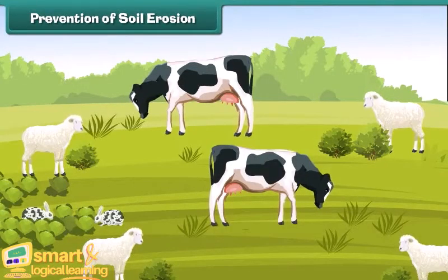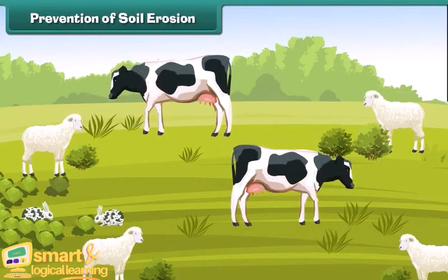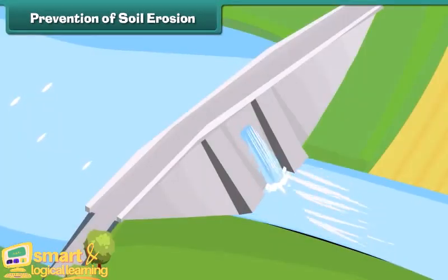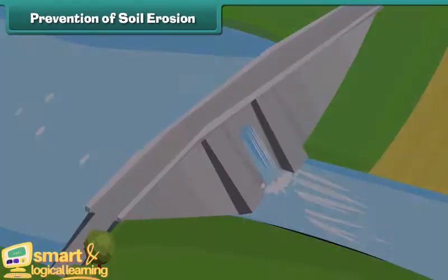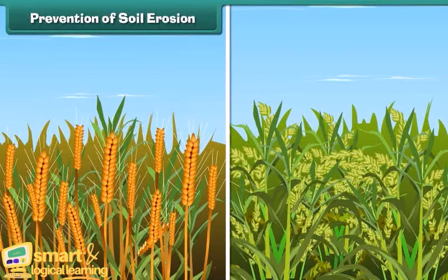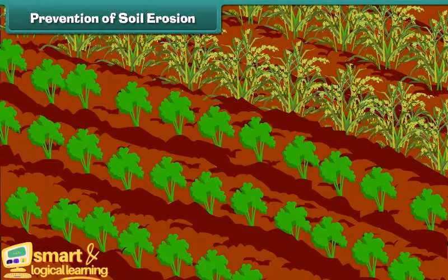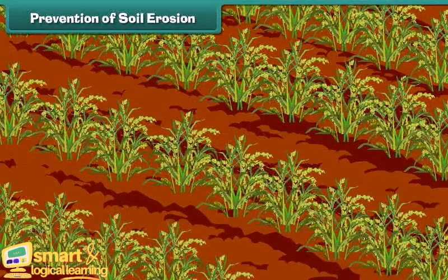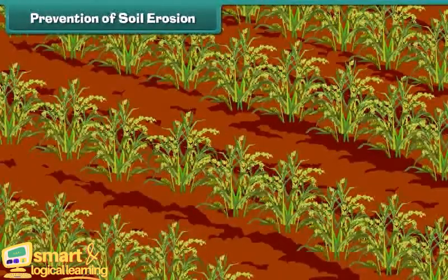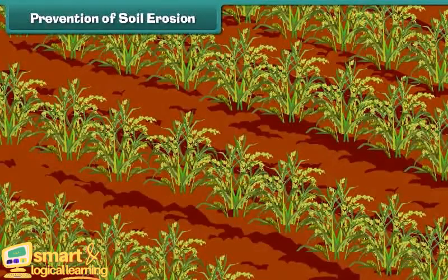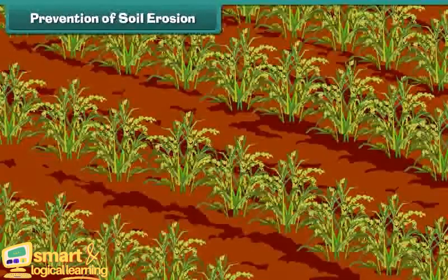Controlling overgrazing of the land by animals also controls the soil erosion. Building dams controls soil loss. Some modern techniques of farming need to be practiced. For example, different types of crops should be grown at different times on the same land. Different types of crops should be grown in alternate rows on the same land. These practices control the loss of soil and increase the fertility of soil. Remember, friends, soil is a precious natural resource, and it is our duty to conserve it for keeping the environment healthy.